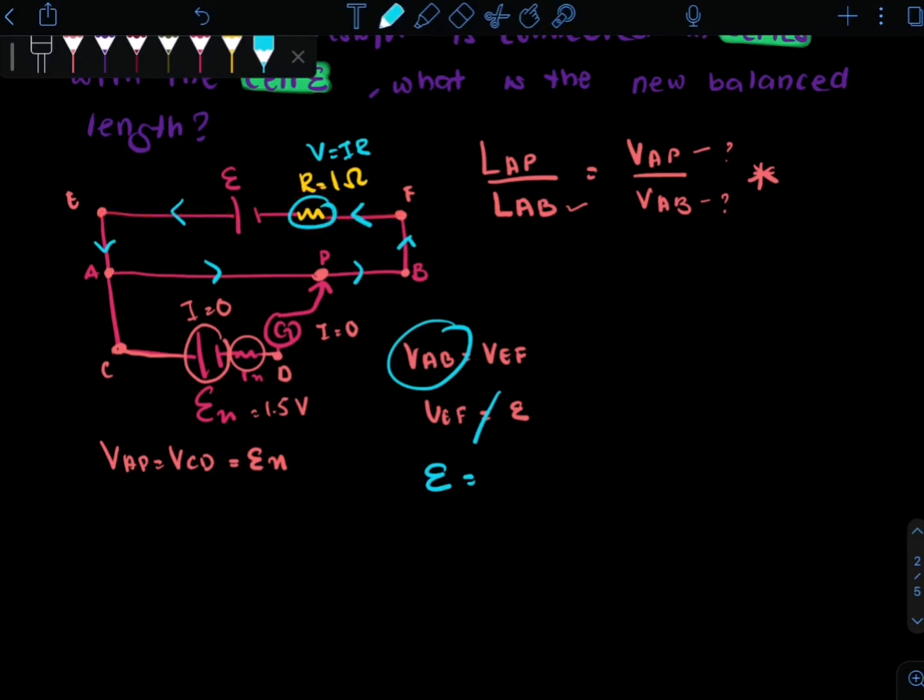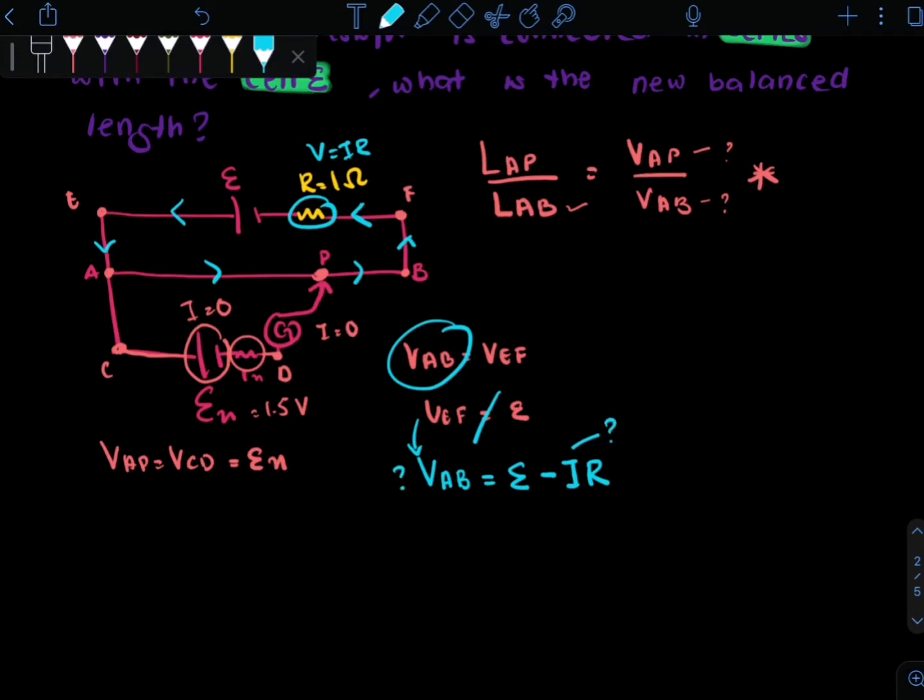So EMF kita akan sama dengan VAB plus dengan, ataupun cara paling senang faham adalah VAB ataupun VEF tadi tu adalah the remaining of EMF kita selepas dia lalu the resistor dekat situ. So EMF minus IR. Okay, VAB sama dengan VEF, sebab tu saya terus tulis ini sebagai VAB dekat sini. So VAB is an unknown here.